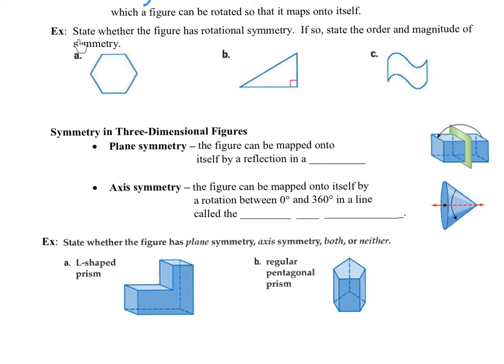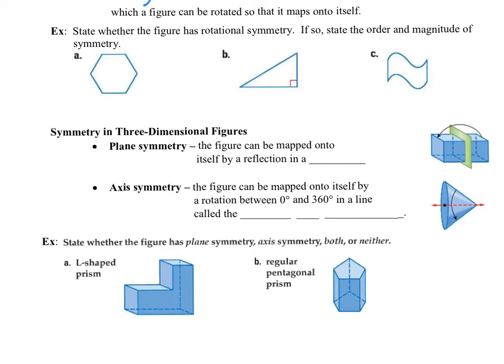Okay, so let's take a look at this example that says state whether the figure has rotational symmetry, and then if it does, state the order, which is how many times it would map onto itself in a 360-degree rotation, and also the magnitude of symmetry. That would be how many degrees you'd rotate the figure until it maps onto itself.